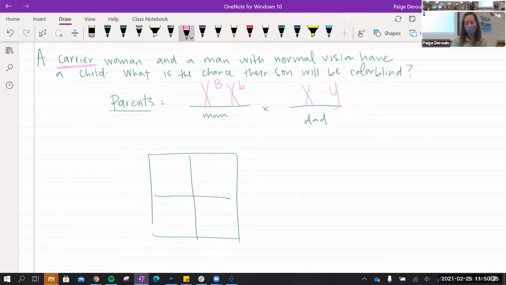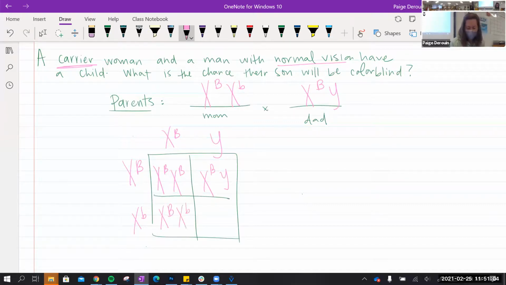On the dad, what do we give his letters? X capital B, because he's normal. Does his Y get a letter? No. All right, so I'm going to put mom down the side and dad across the top. And then just like before with blood type, keep your extra letters with your X's or your Y's. So this will be X capital B X capital B, X capital B Y, X capital B X lowercase b, X lowercase b Y.